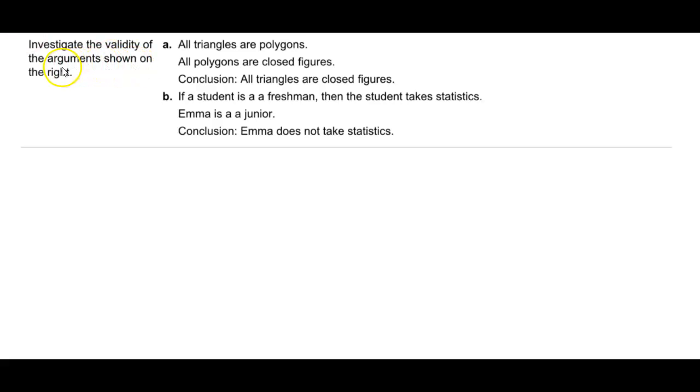Investigate the validity of the arguments shown on the right. So the first one we're going to do is A, where it says all triangles are polygons. All polygons are closed figures. And then the conclusion is that all triangles are closed figures.